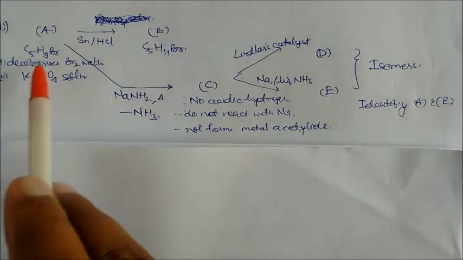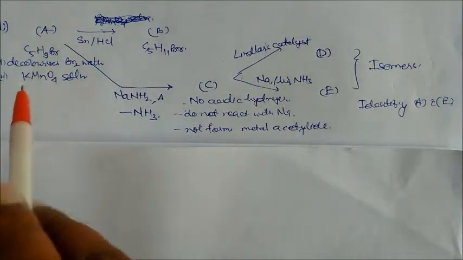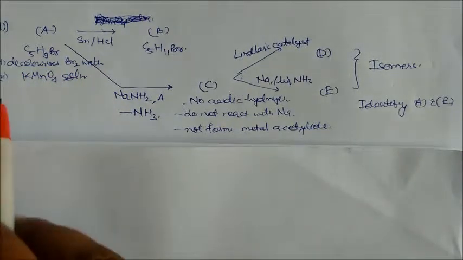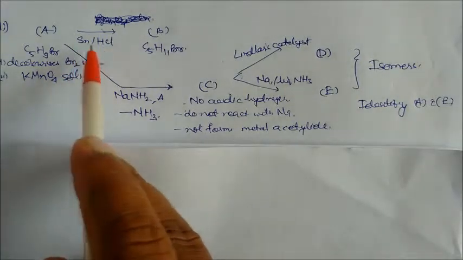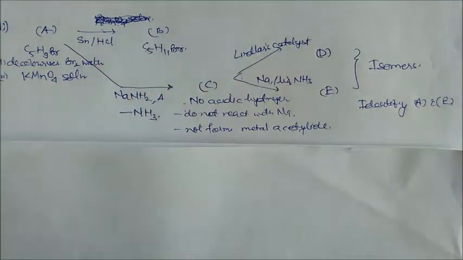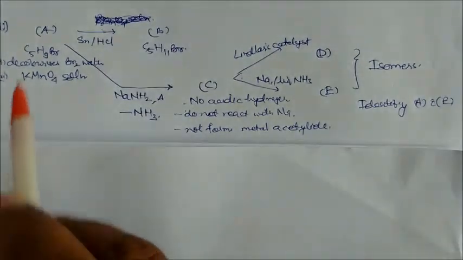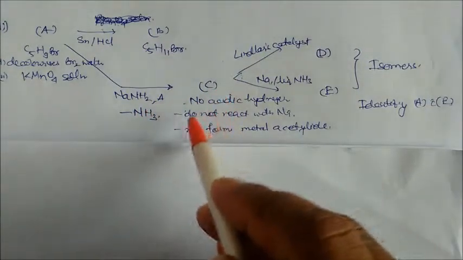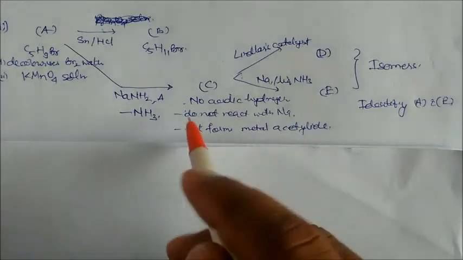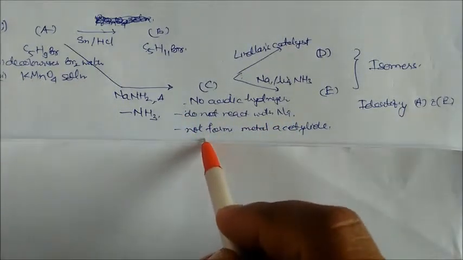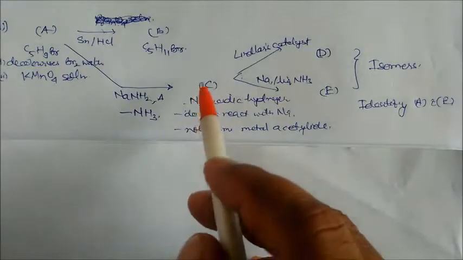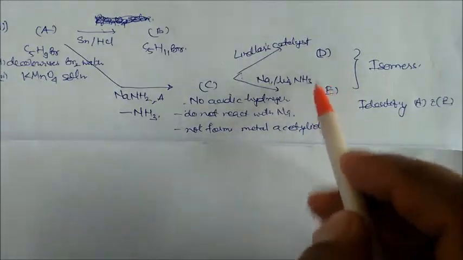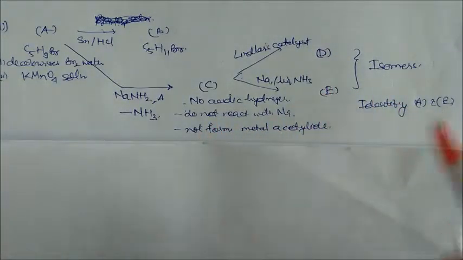A is C5H9Br. And the characteristic of this compound is that it can decolorize bromine water, and second it can decolorize KMnO4 solution. And it will undergo reduction with tin HCl to give C5H11Br. This is the B compound, and this A will react with the sodamide. On heating it will give C compound, and C has no acidic hydrogen, so it does not react with sodium. It does not form metal acetylide. And C reacts with Lindlar catalyst and sodium in liquid ammonia. It will give E and D, and these two are isomers. So you have to identify A to E compounds.